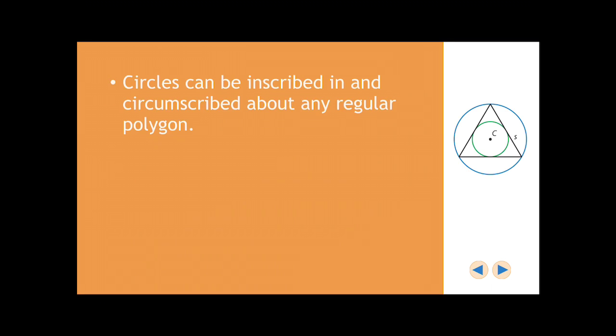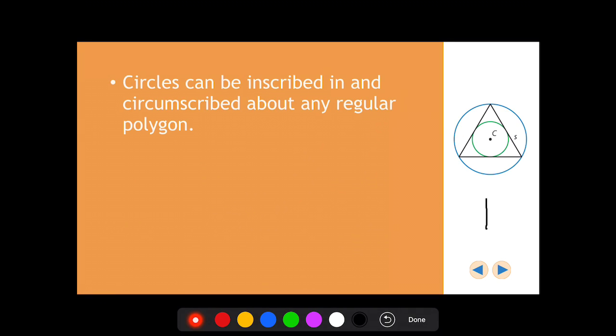Circles can be inscribed in or circumscribed about a regular polygon. If you look at the picture here, the one that the arrow is drawn to, you can see three different shapes. You can see a small circle, the green circle, then the triangle, and then the large blue circle. The green circle is something that we would say is inscribed because it's inside the triangle. The blue circle is called circumscribed because it's around the triangle.